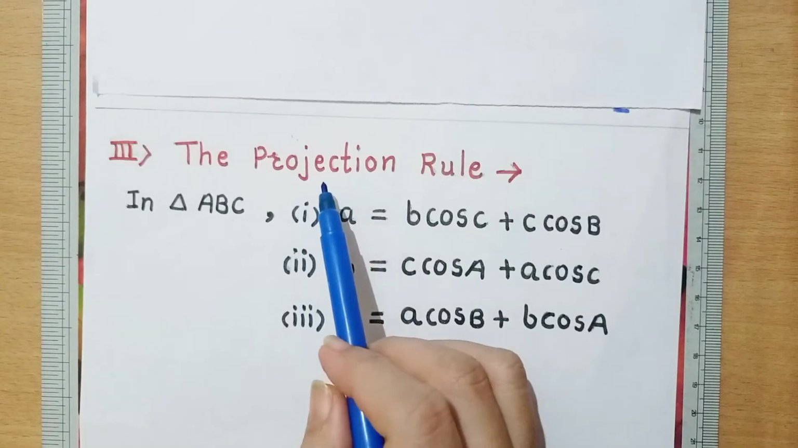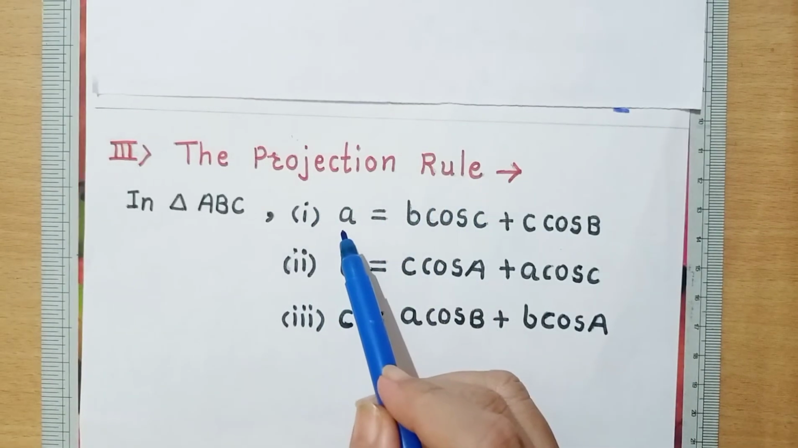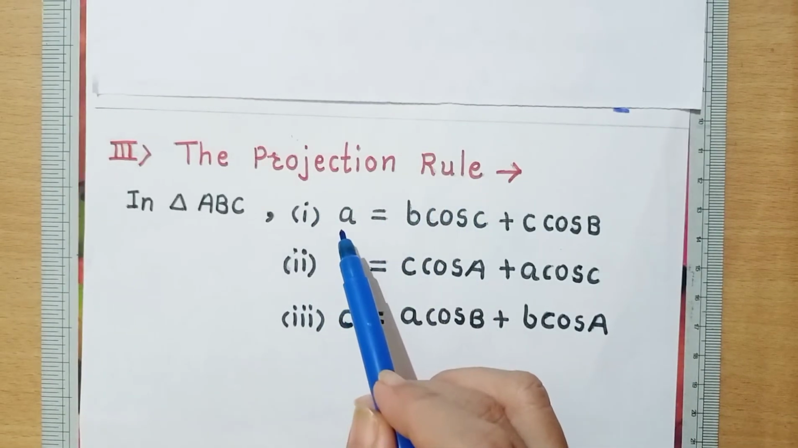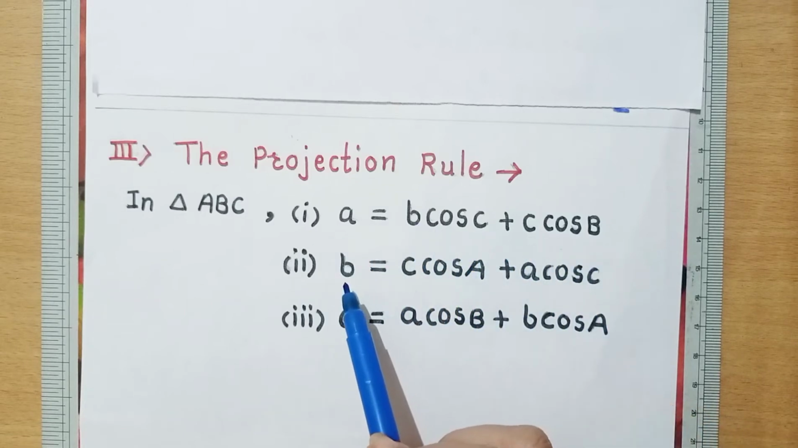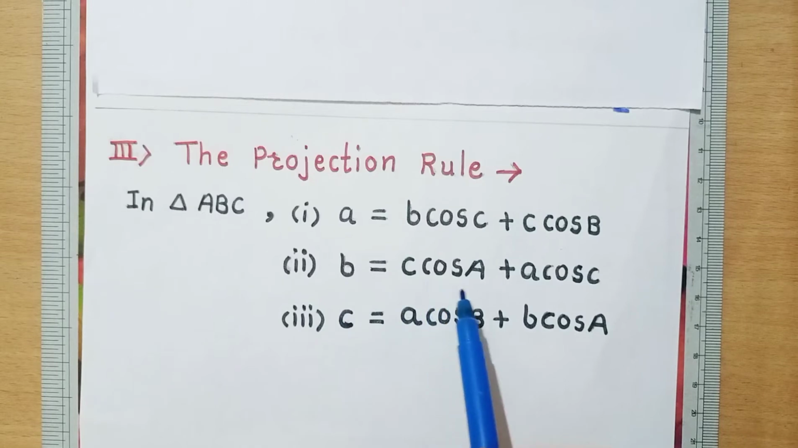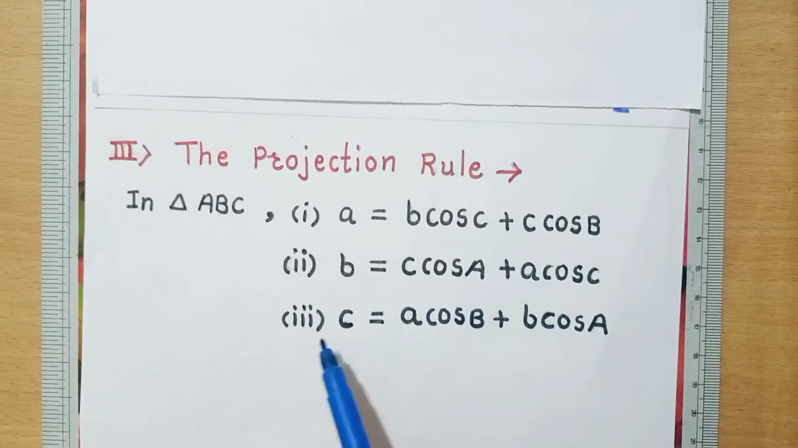And third rule is projection rule. Here first formula starting from a is equal to b cos C plus c cos B. Second, b is equal to c cos A plus a cos C. And third one, c equal to a cos B plus b cos A. We will use these three rules and solve next examples.